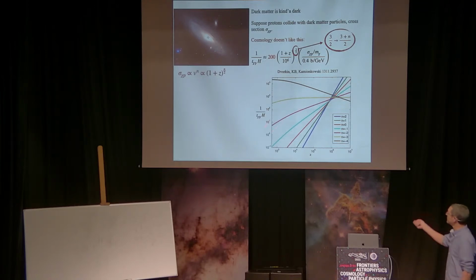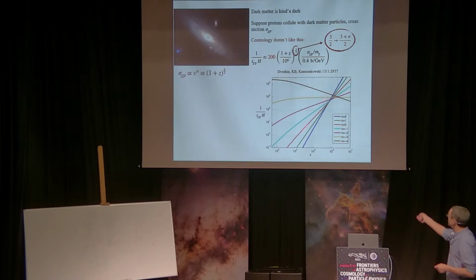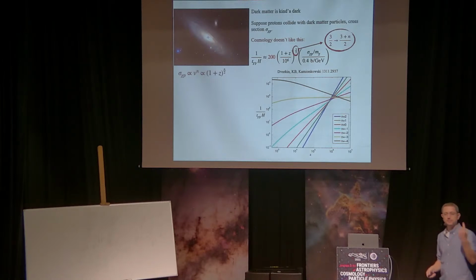What this plot is showing is, again, the number of collisions per Hubble time as a function of redshift. Each line here represents a different parametric dependence of the cross-section on velocity. So for example, the black line would be like Rutherford scattering, 1 over v to the 4. And the red line is a velocity-independent cross-section. The common thing of all these curves is that they are normalized to have of order 1 collision per age of the universe in our galaxy.